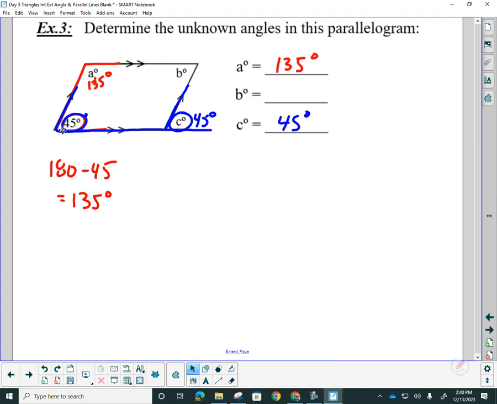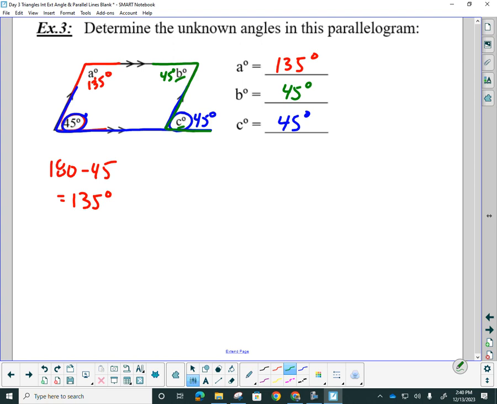So then all that's left is, what is the B value? Well, I see a Z pattern here that says that this guy here must be equal to that. So that's also 45. So 45 degrees.